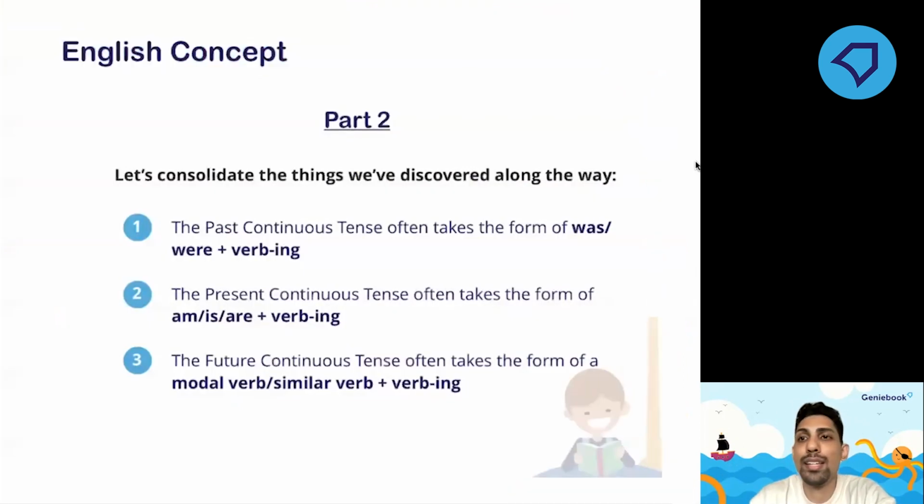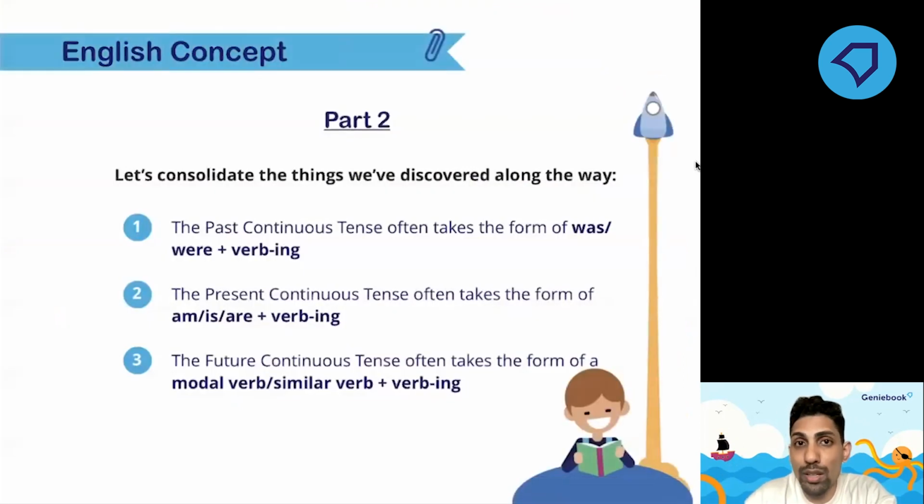Part 2. These were the rules that we learned along the way. Do you remember during the questions there were some things I wrote in brackets? Here they are for you to see. Past continuous tense will usually be was or were plus the verb with an ing. So this is not a word. You're not saying verbing. Whatever the verb is, put that in, then add an ing.